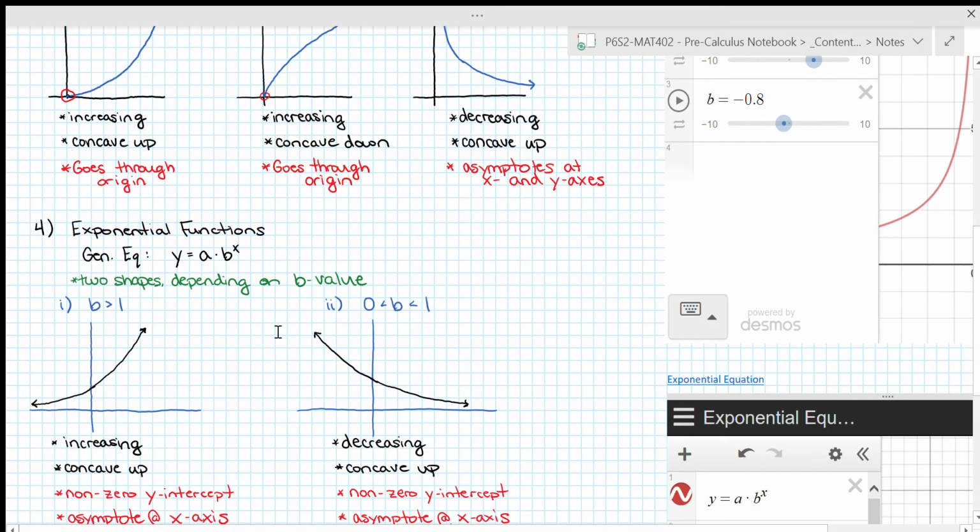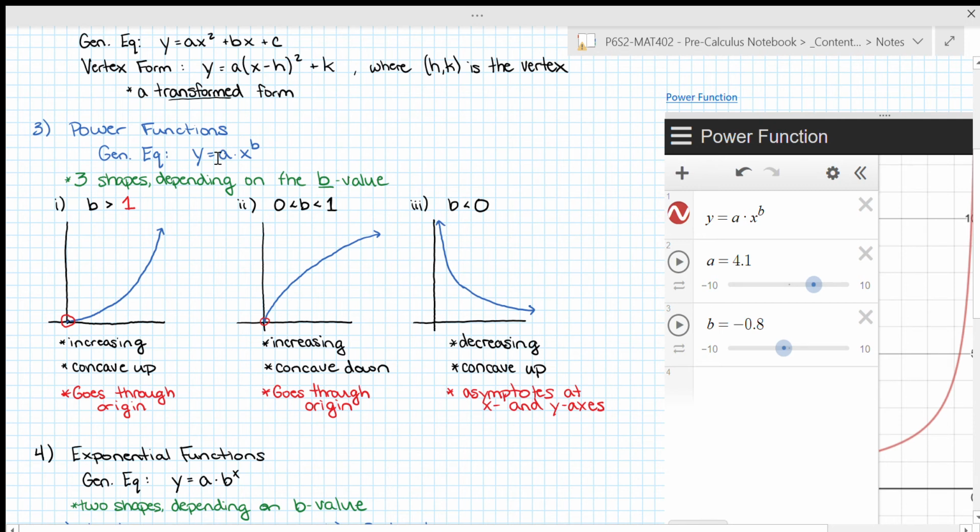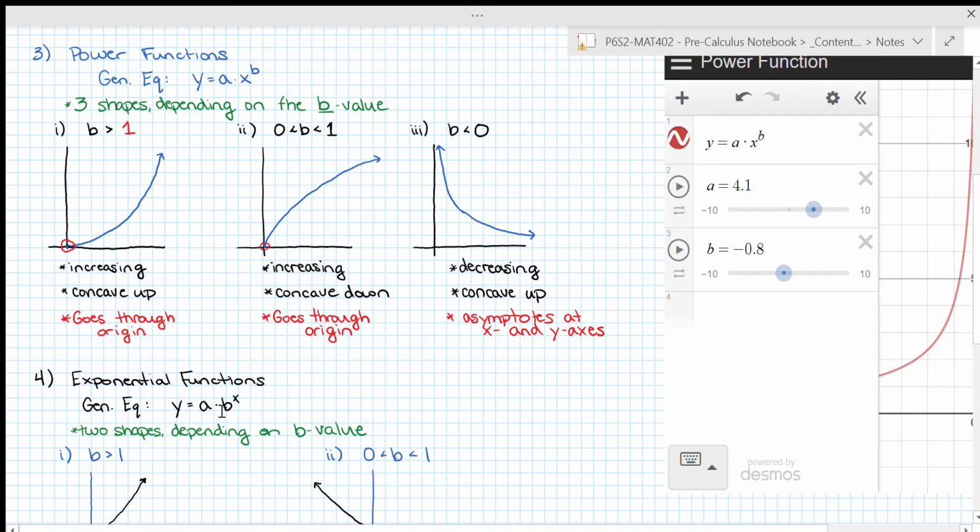For exponentials, it's very similar. This equation, power function, is a times x, the variable, to the power of b, this constant. A and b are constants in here. X is my variable. For exponentials, very similar looking, but the b and the x have just switched places. It's a times some constant to this variable power.